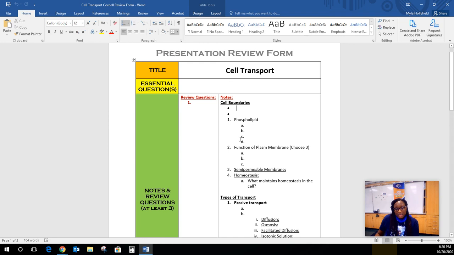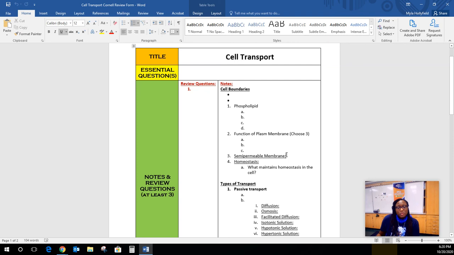When you're completing the notes, what you're going to add here, give me the two different types of cell boundary. Tell me some information about each one. Tell me for phospholipids, break down what phospholipids are or how they're made. You have 4 points that you need to pull from the slide to get that information. For the function of the cell membrane, I just want you to choose 3. I think I gave you about 6, so you're just going to type those functions in here.